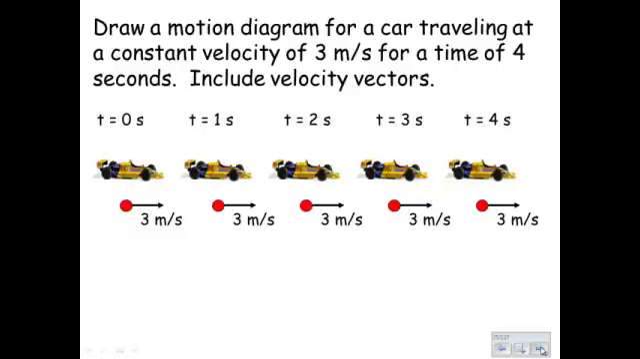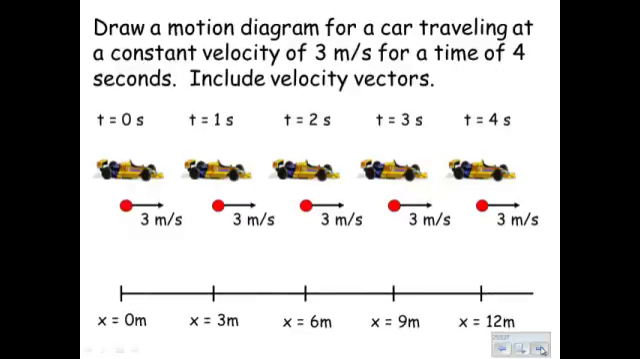So notice, the two things that you have to include with your motion diagram are the times, t equals 0 seconds, t equals 1 second, all the way up to 4 seconds, and also your velocity vectors labeled. You don't necessarily have to draw the cars along with it. The dot representation is perfectly fine. I don't expect artists. I just expect you to draw the physics correctly.